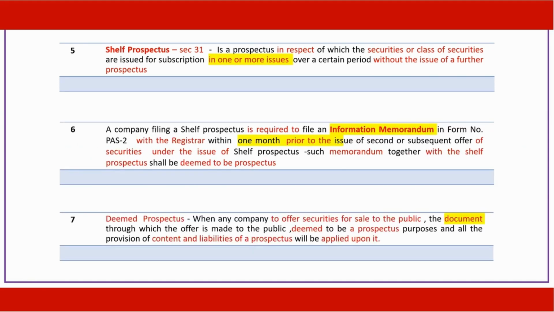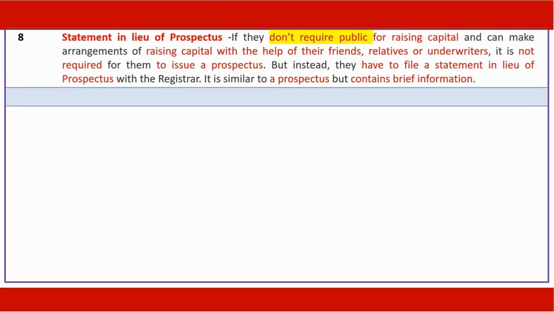When any company offers securities for sale to the public, any document through which the offer is made is deemed to be a prospectus. When a company does not require the public to contribute capital and it is raising capital with the help of their friends and relatives, it will not issue a prospectus. Instead, it will file a statement in lieu of prospectus, and it is similar to a prospectus and contains brief information which is normally contained in the prospectus.